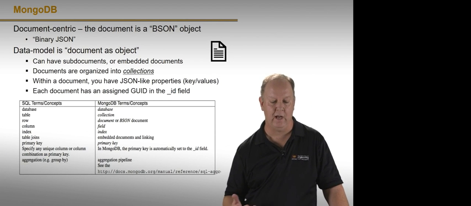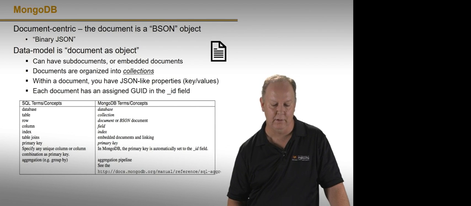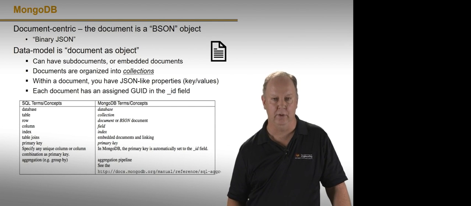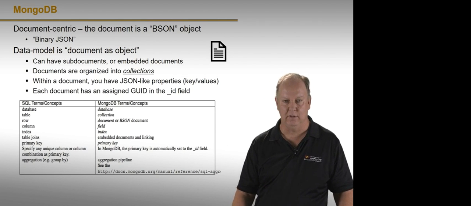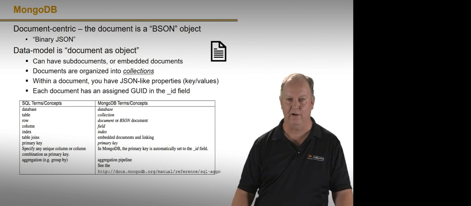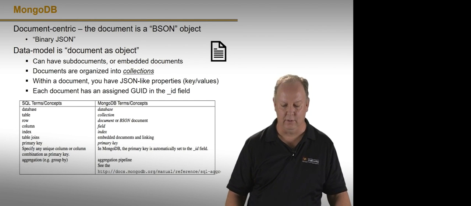All right, within a document you have those JSON-like properties, the key-values, like we were showing over in the MySQL example, and then each document is given a GUID, a globally unique ID, in the _id field. So when you actually go look at your documents and your collections, you'll see unique identifiers have automatically, internally been assigned, which is something you didn't see in the relational model.